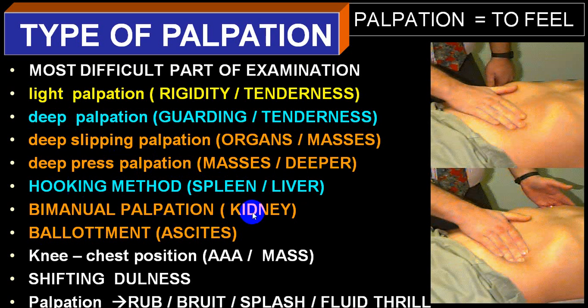In the case of the kidney, the kidney is a posterior structure. So to identify an enlargement of the kidney in palpation, you usually go for bimanual palpation, that is by using two hands. So that is called bimanual palpation, and this is done mainly for palpation of the kidney only.